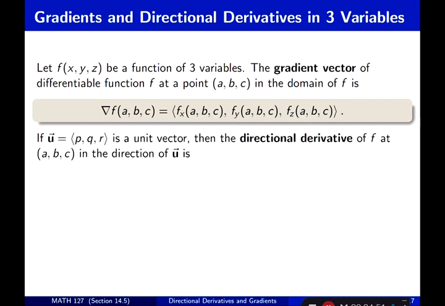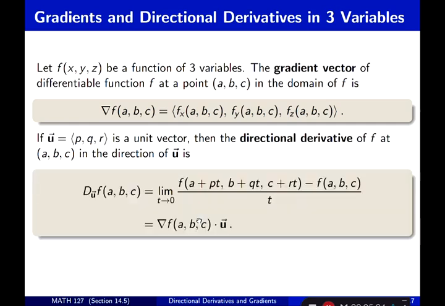If u equal to (p, q, r) is a unit vector, then the directional derivative of f at (a, b, c) in the direction of u is, similarly to what it was for a function of two variables, equal to the limit as t goes to 0 of f of that line that contains point (a, b, c) in direction (p, q, r), minus f of (a, b, c), over t as t approaches 0.